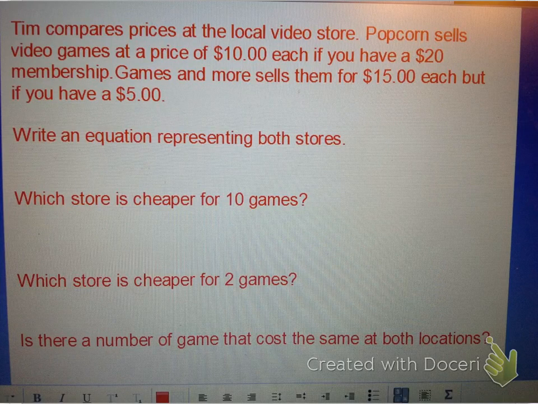Okay. So here is the one that I wanted to do with you. Tim compares prices at the local video store. Popcorn sells video games at the price of $10 each. If you have a $20 membership, so you have to pay $10 each with a $20 membership. Not every time, the membership is only paid once. It says Games and More sells them for $15 each, but if you have a $5 membership, let's make that say membership right there.